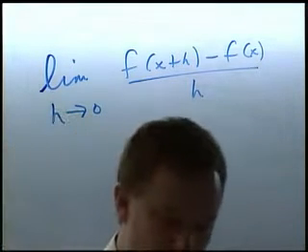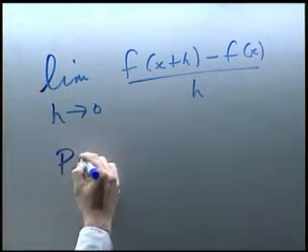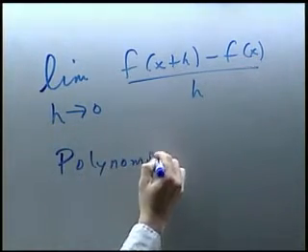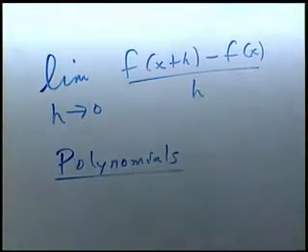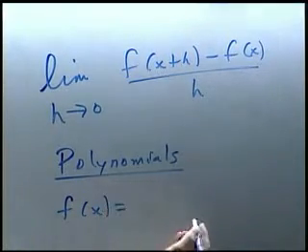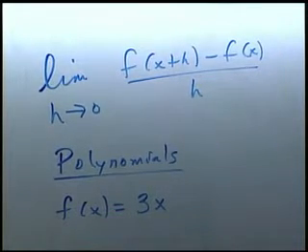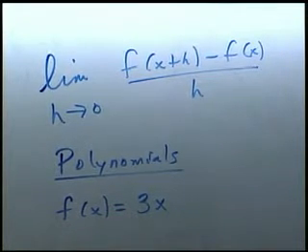Okay? The first group of equations that we have a shortcut for are what we call polynomials. Okay? And so I want to look at an example of a few of these different types of polynomials to look at the shortcuts that we can use. All right, what if I gave you the equation f of x equals 3x? Okay, this is a polynomial. It's a linear equation. It's a very basic polynomial, but it is a polynomial.